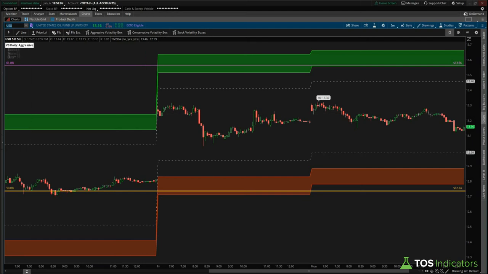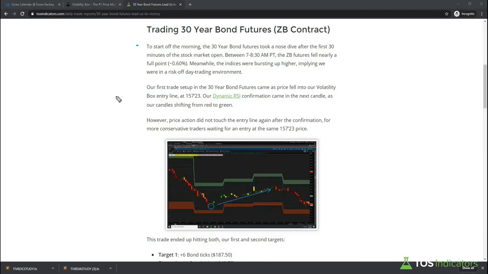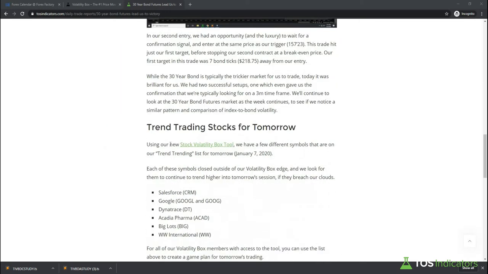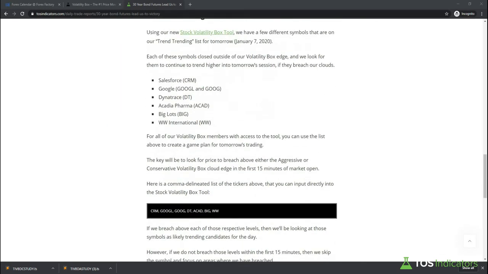for tomorrow. If you want more information, you can also take a look at the post associated with today's video, in which we cover some more detail about not only the bond trade, but also potential likely trending stocks for tomorrow. And we also have this comma delineated list that you can directly plug into the stock volatility box tool to start to run an indicator file to be ready for tomorrow. But for our likely trending candidates, we have Salesforce, Google, Dynatrace, Acadia, Big Lots, and then WW. So you really have your choice between what you may like to pick if you're looking at using stock. And if you're more of a fan of trading the larger markets, then we also took a look at SPY, the Qs, and DIA in a very similar manner.